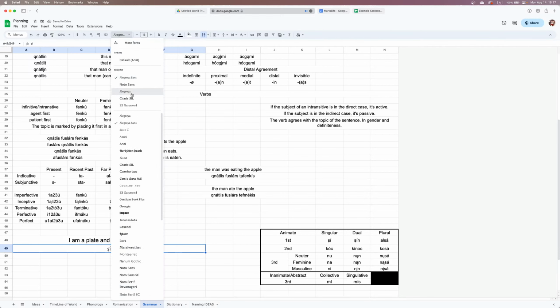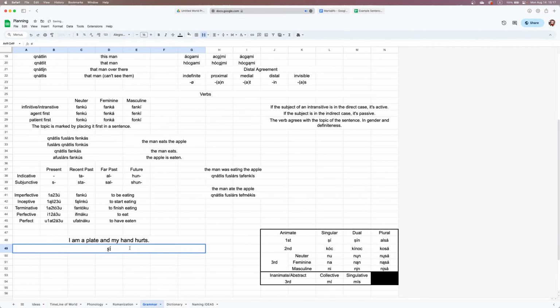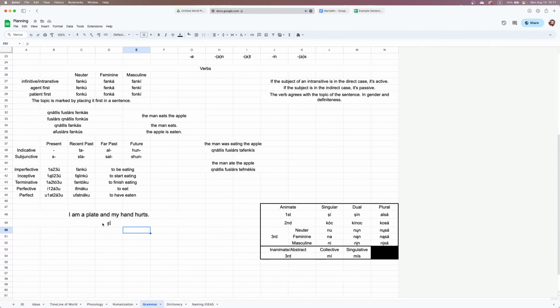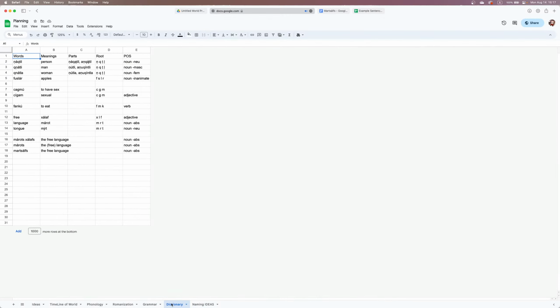Does Allegria not... okay, it does support that. So, she... I am a plate and my hand hurts. So I've got to think up a word for plate. Okay, so let's think. We also need to think up a root for it.